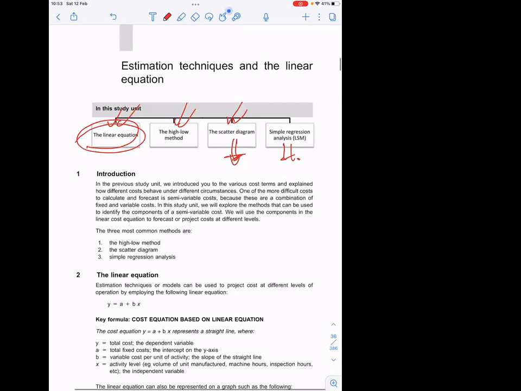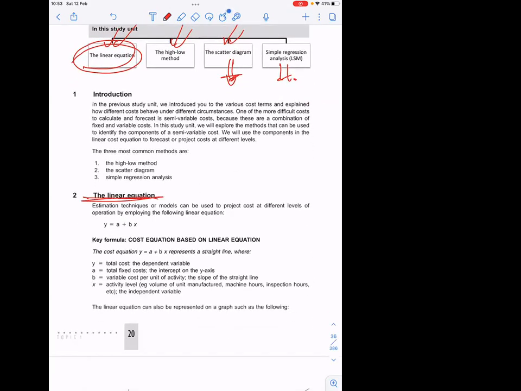The first one, good people, they say the linear equation. Estimation techniques or models can be used to project cost at different levels of output by employing the following linear equation. So the linear equation is used to project costs, to say what will be the cost when the output varies like this. And I'll show you how it's done.